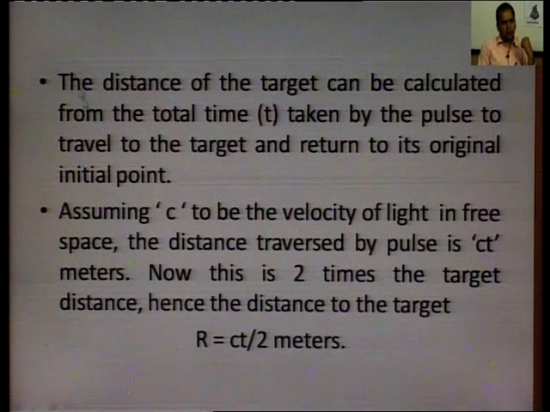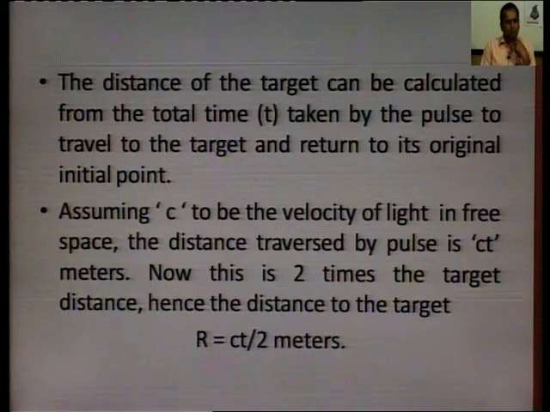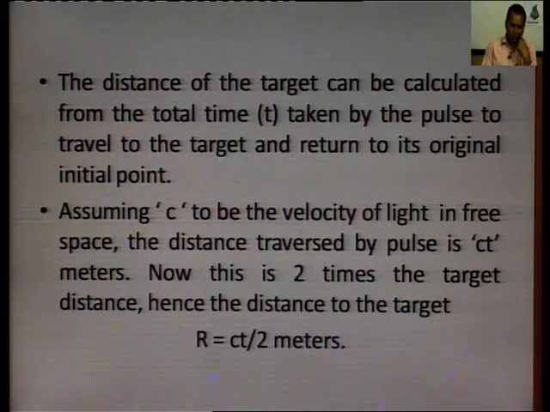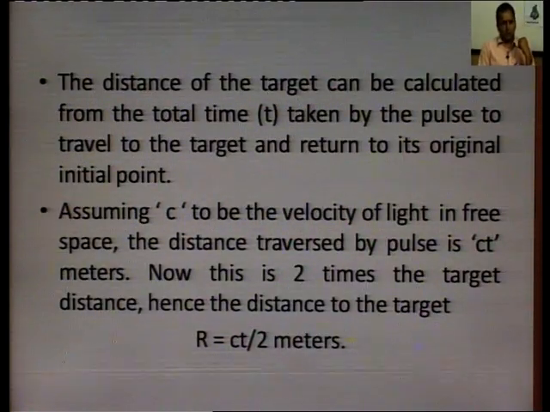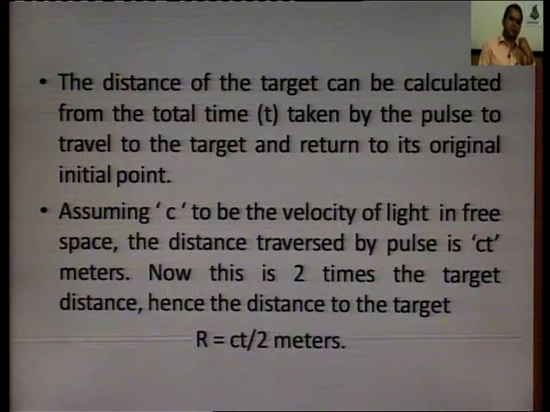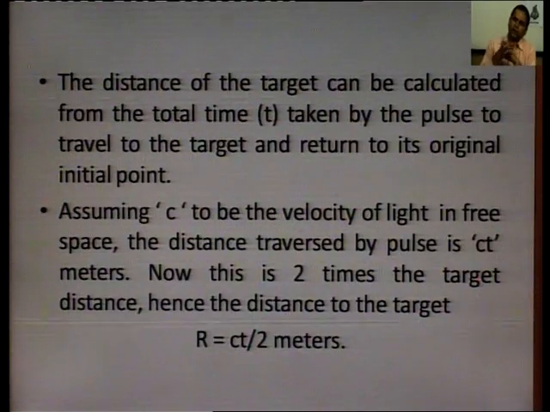This has been explained here. The distance of the target can be calculated from the total time t taken by the pulse to travel to the target and return to its original initial point. Assuming c to be the velocity of light in free space, the distance travelled by the pulse is ct meters. Now, this is 2 times the target distance, hence the distance to the target r is ct by 2 meters. This is clear from here, because c is the velocity of light, and electromagnetic waves travel with the velocity of light.